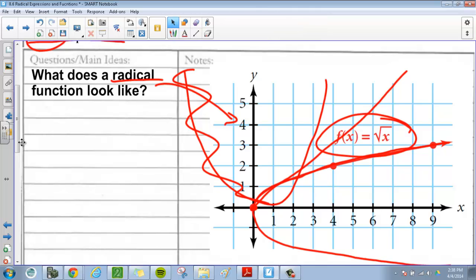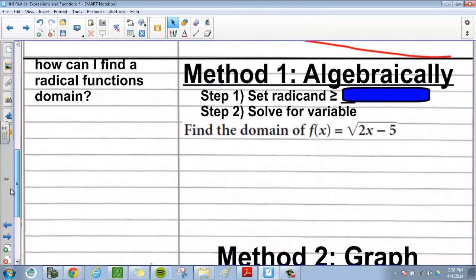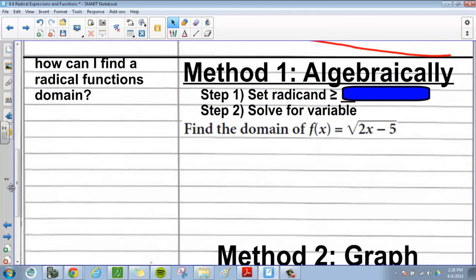In the next section, what I'm going to do is I'm going to show you how you can find the domain of a radical function.